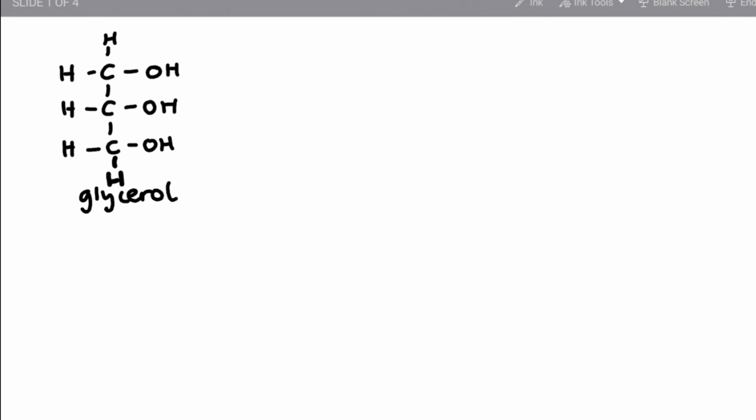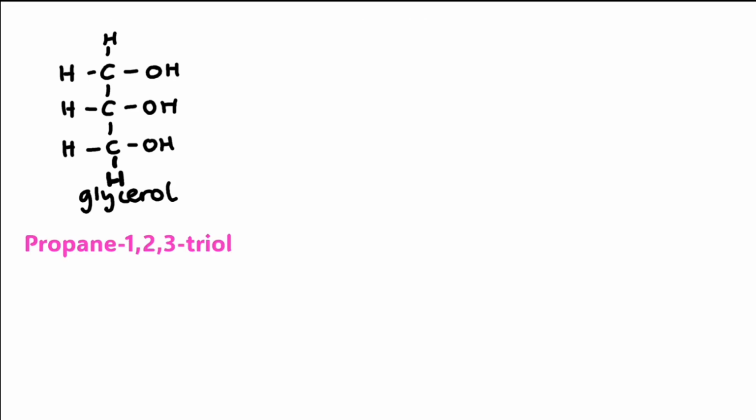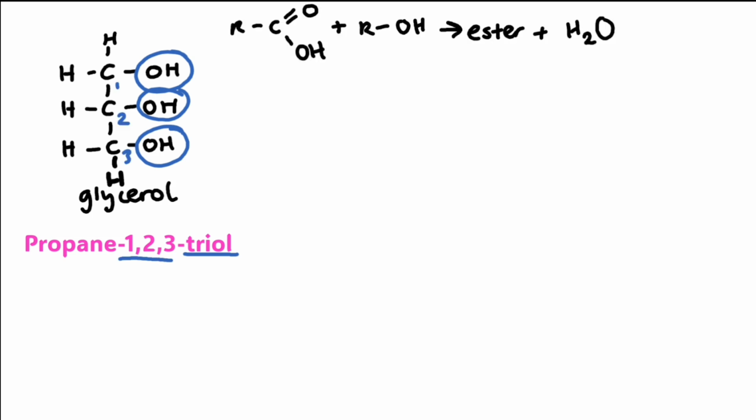Here, as you can see, there's glycerol. What is the IUPAC name for glycerol? You're right, it's propane-1,2,3-triol. It's triol because there are 3 hydroxy groups, and it's propane because there are 3 carbons. You guys remember esterification, when we reacted a carboxylic acid with an alcohol to create an ester and water. That is esterification, if you watched the last video.